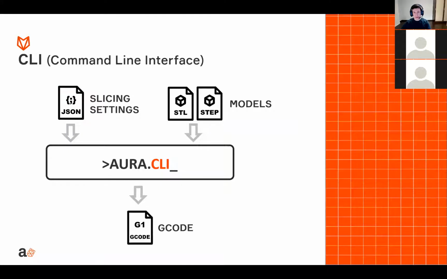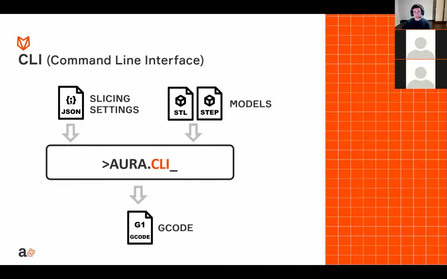And the last one is command line interface, or CLI. So it's a more specific feature, and it allows you to automatically generate G-code without user interface, without UI. So this can be useful if you have a lot of models and you want to slice these models with predefined settings. And as you have a lot of models, you want to do it in an automated manner.